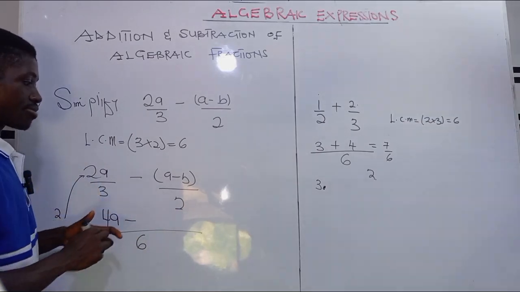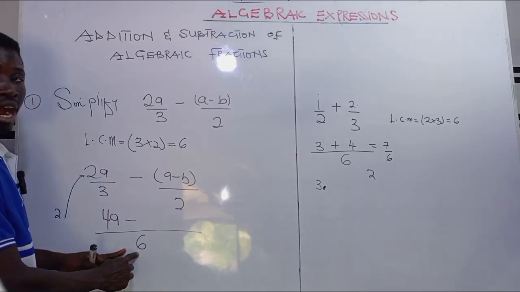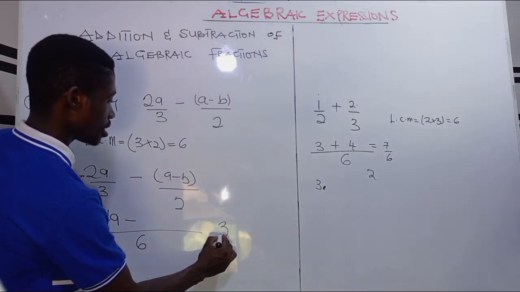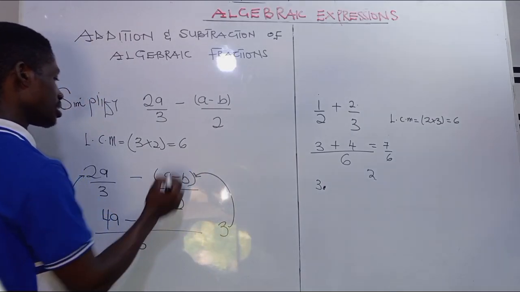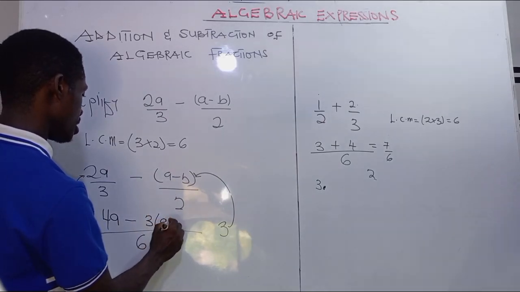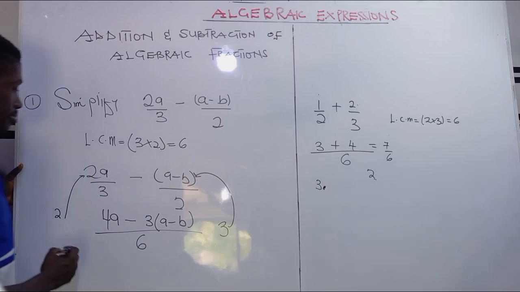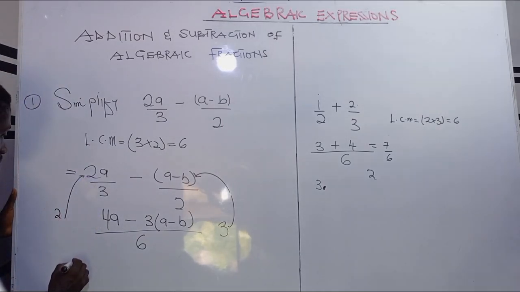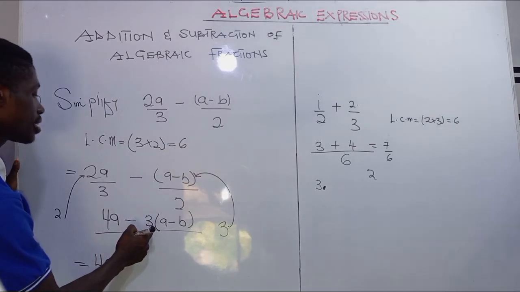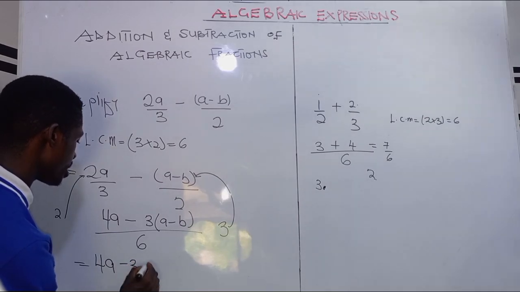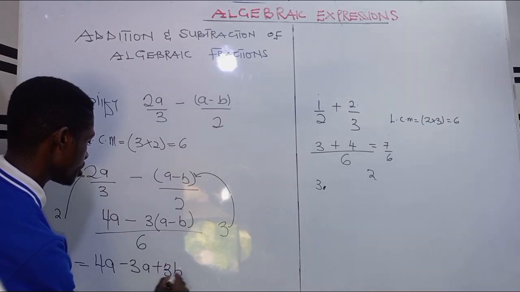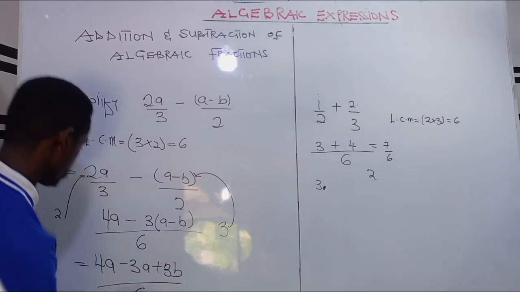Then we move on to the next fraction. 2 into 6 how many times? Or how many times will 2 divide 6? We have 3. Then we use the 3 to multiply the numerator. So we are going to get 3 multiplying a minus b. So we are going to get 4a minus 3 times a, which will give us minus 3a. Minus 3 times minus b will give us positive 3b, all over the LCM.